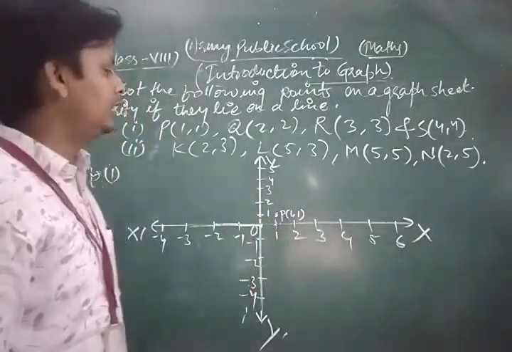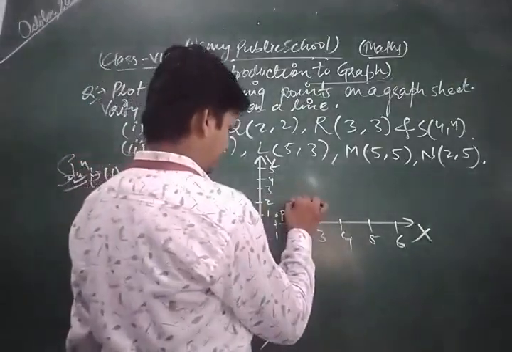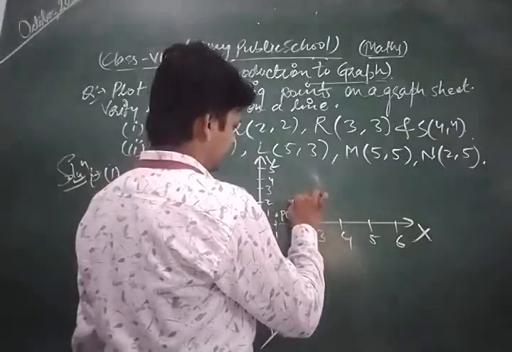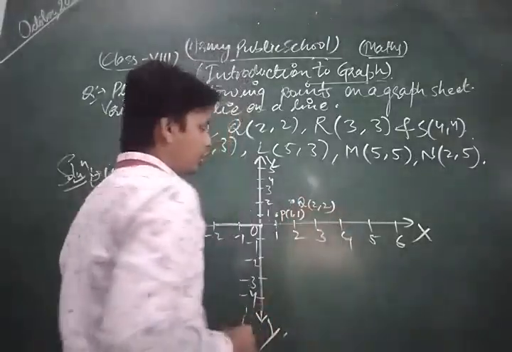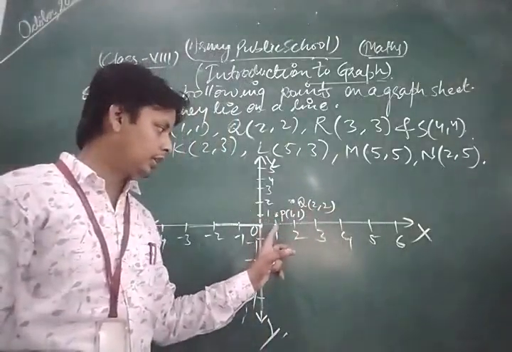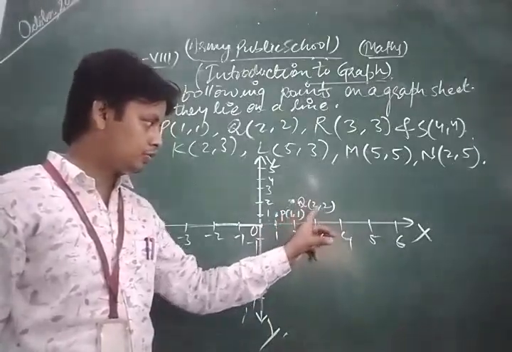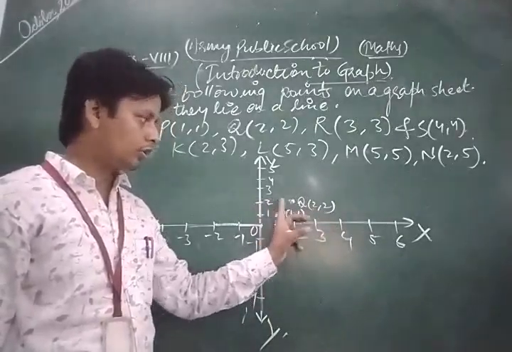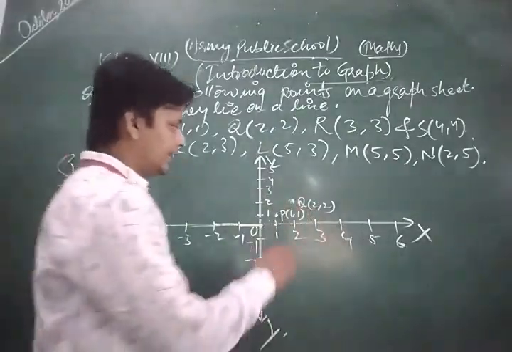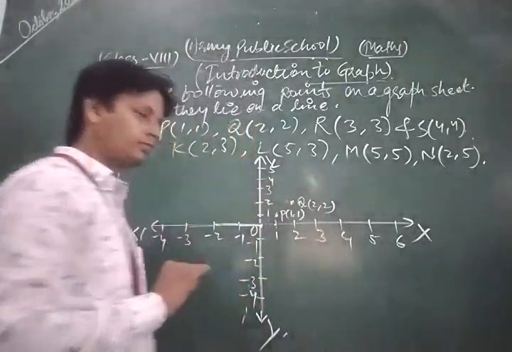Similarly, Q(2,2). Look, x is 2 and y is 2. So from the origin we count 1, 2 along x, and for the y coordinate 2 we count in the upward direction, 1, 2. So the point Q is located at that place on the graph paper.